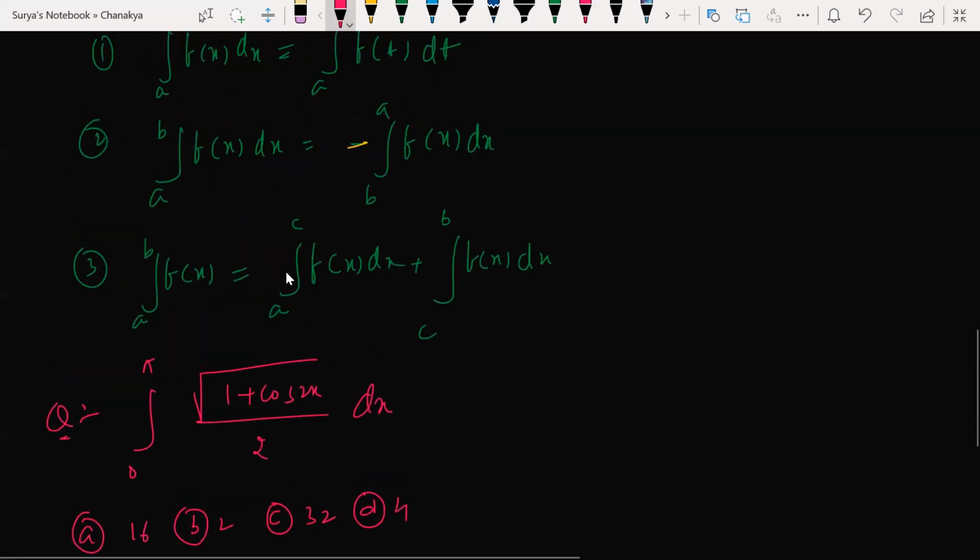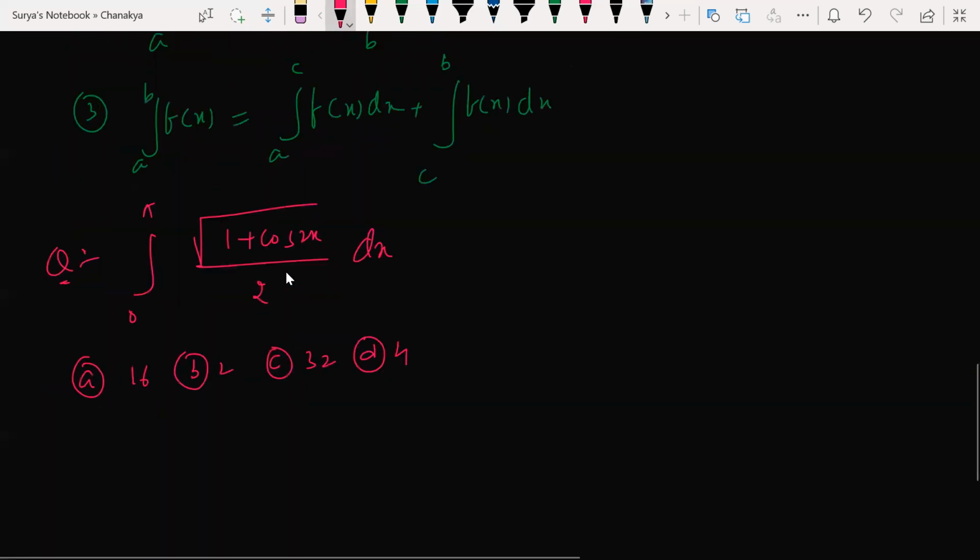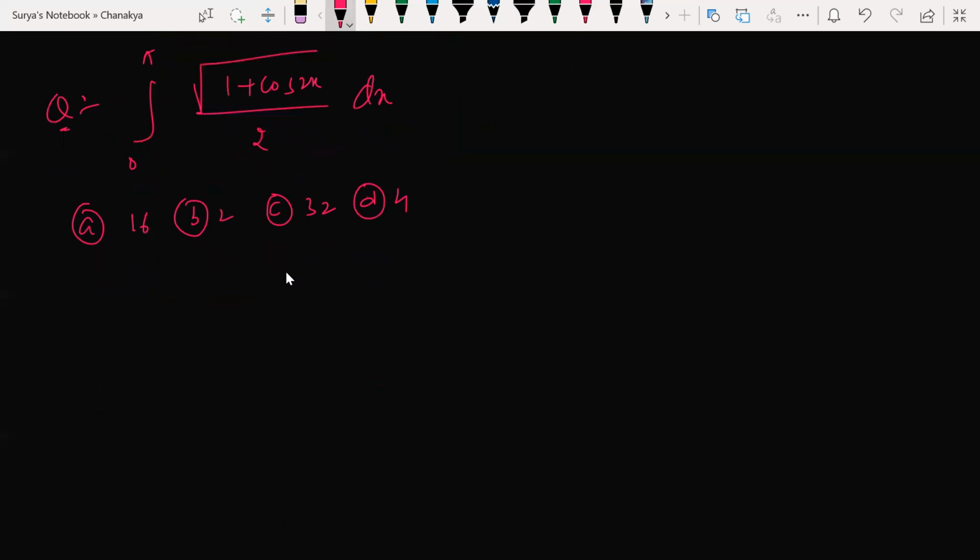Guys, I'll give the questions based on properties. See, three properties we learned so far. By using that, you can just solve this. Fourth, fifth property also I'll give you, but after solving these questions, make it fast.